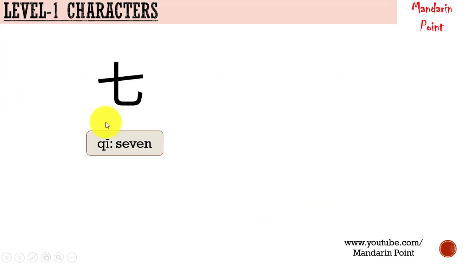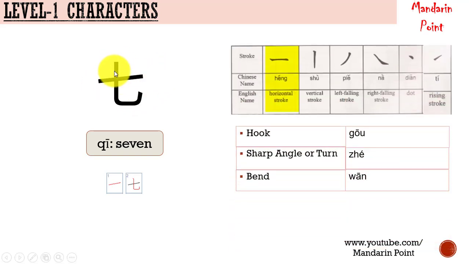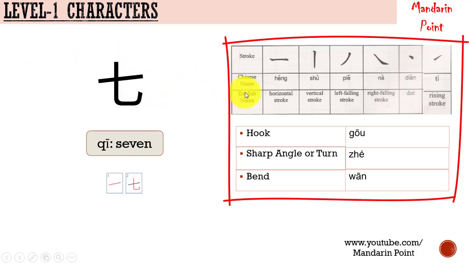Let's start our discussion. Over here we have Qi, meaning 7. If you look at this character, you will see that it is directly composed of those basic strokes. There is no other character associated with it. For example, it is a horizontal stroke, a vertical stroke, a bend, and a hook: Heng, Shu, Wan, Gou. For easy understanding, we are calling such characters level 1 characters. So level 1 characters are those which are directly derived from basic strokes.